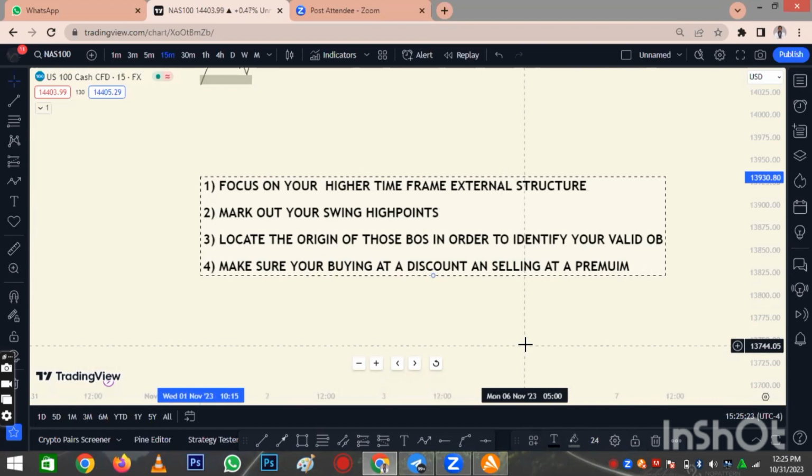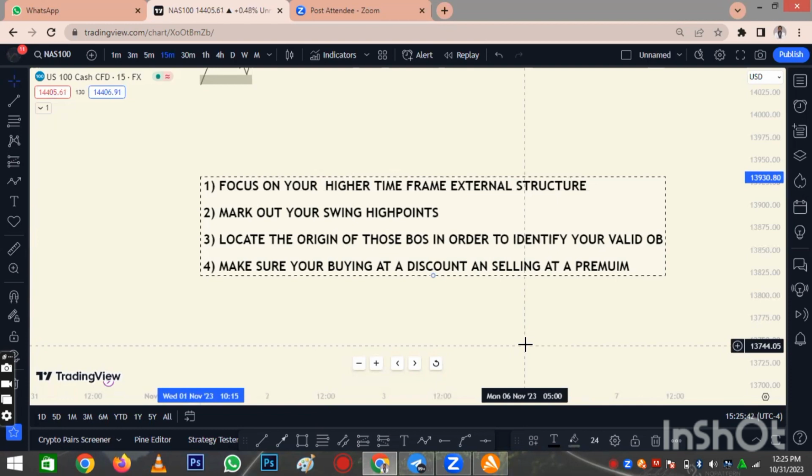So, number one, you need to focus on your higher time frame external structures. When you open your chart, you want to trade, you're not just meant to go down to 15 minutes and look for entries, meanwhile you don't know where the market is heading to. You should go to weekly.